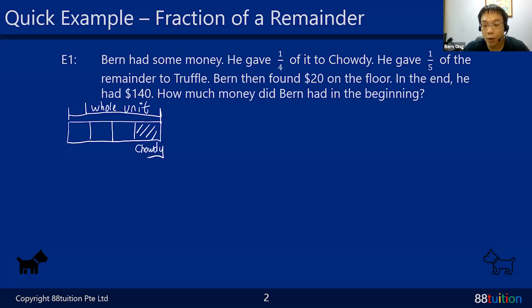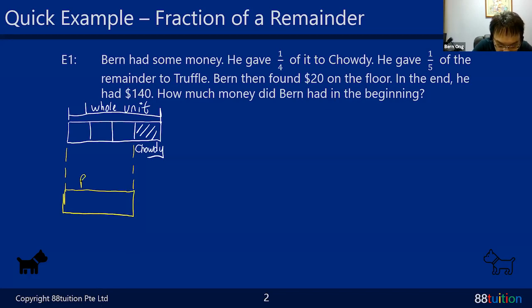All right. So that's me lah. I gave 1/5 of the remainder. Where's the remainder? The remainder is the 3 units on top, right? Which is this portion here. So this portion, I will draw down again. This portion is called the remainder. I'm just following step by step and drawing. So this remainder, I need to cut into what? 5 units. Because 1 out of 5 is given to Truffle, the other dog. So 1, 2, 3, 4, 5. Can you see? All right.